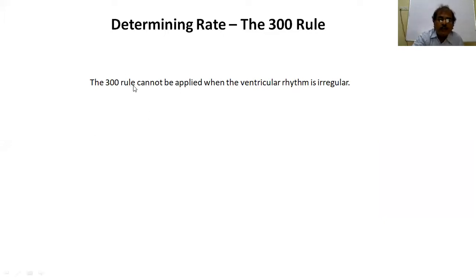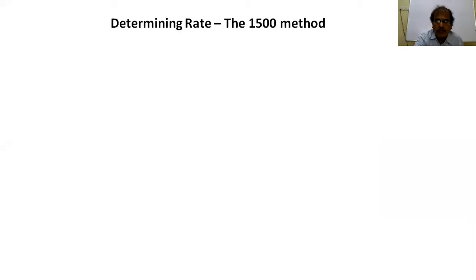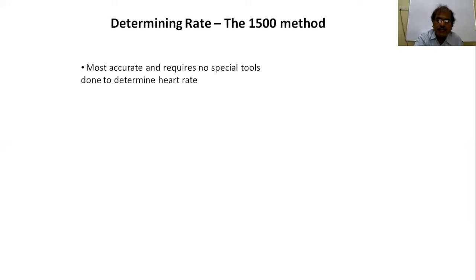The rule of 300 cannot be applied when the ventricular rhythm is irregular. So this cannot be applied in atrial fibrillation, atrial flutter. So what can we do? Now we will come to what method to employ when the heart rate is irregular. So the rule of 300 is over. Now we will take up the rule of 1500. Now where has this 1500 come from?